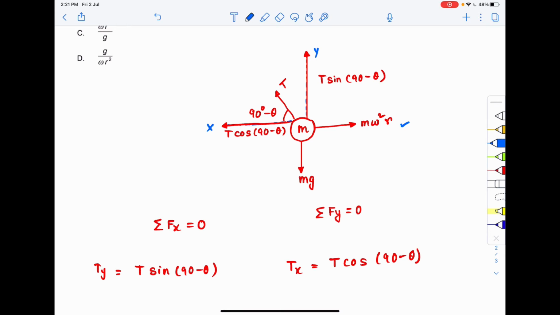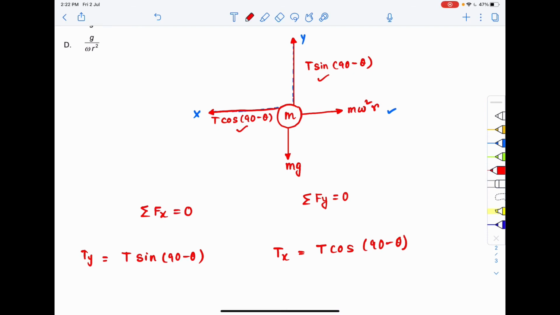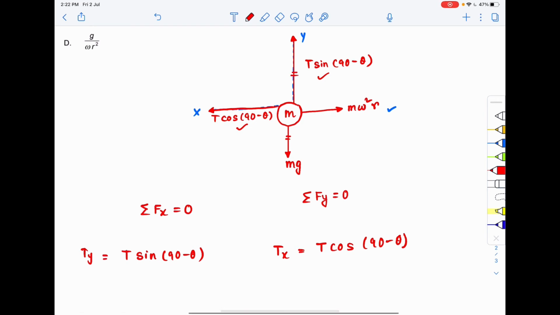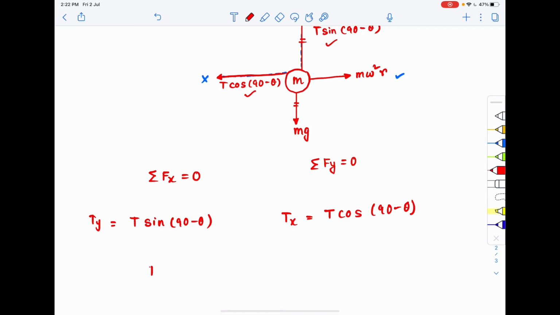So why are we breaking it into components? When we add these two components up, we get the net tension T, which is acting at an angle theta with the vertical. So we have replaced T with its two components, the x component and the y component. Now the component of T along the y axis, T sine 90 minus theta, should balance out your mg. So the summation of net force along the y axis will be equal to 0.